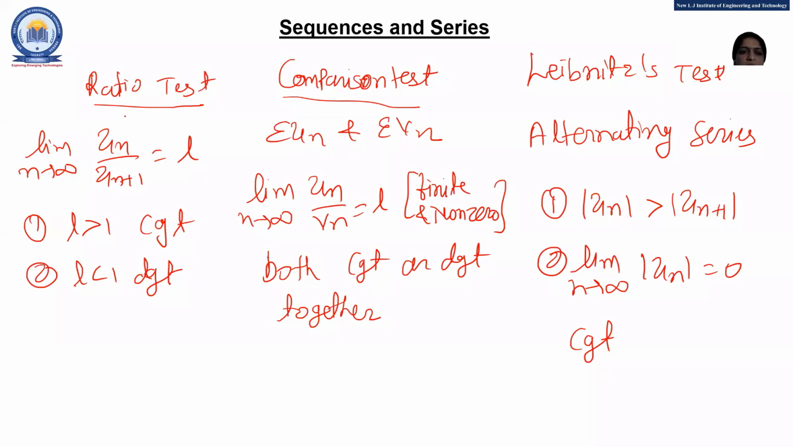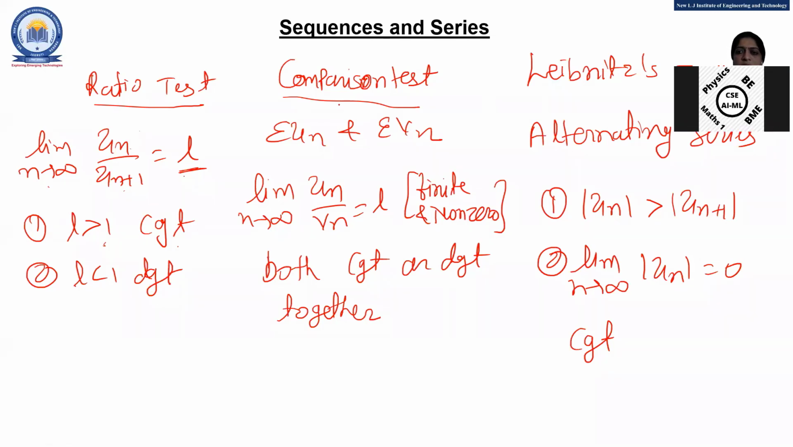If we are given a positive term series un, then limit n tends to infinity, un upon un plus 1 equals L. And if this L is greater than 1, the given series is convergent. If L is less than 1, the given series is divergent.